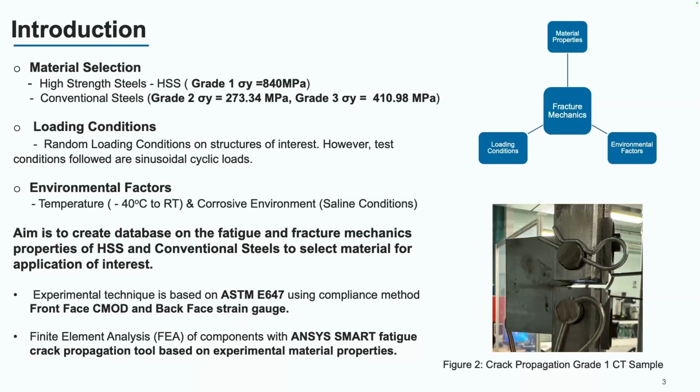PhD. To measure the crack propagation rate, I'm using the ASTM E647 standard, which has both the front face technique and the back face. The reason we are using the back face strain gauge as well is that when we corrode the samples in the corrosion test chamber, you can't actually use the CMOD gauge. So we planned to compare the results from the front face and the back face, so we'll have more confidence when we move to the corrosion work.